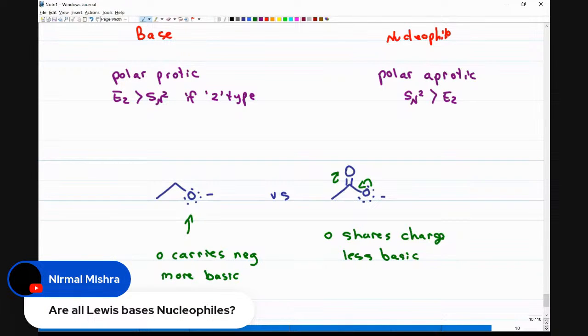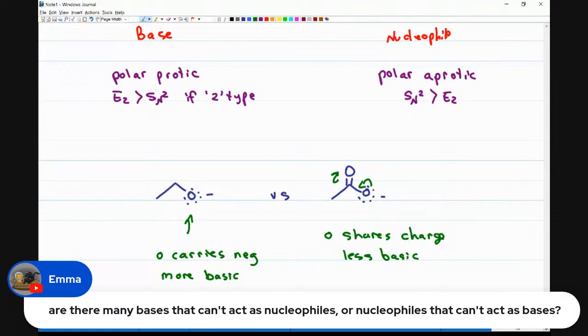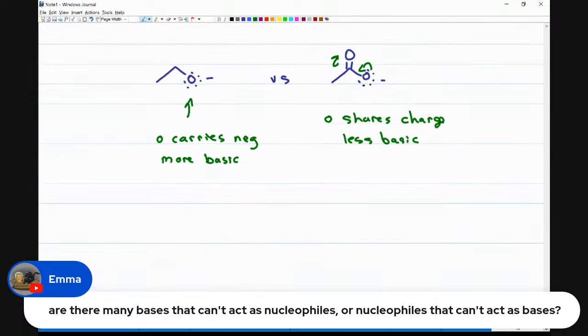Are all Lewis bases nucleophiles? Not necessarily. There are some bases that will not act as nucleophiles. It depends on the specific situation and it depends on the molecule. Question: are there many bases that can't act as nucleophiles, or nucleophiles that can't act as bases? That's a really, really good question. I can't answer for everything, but I'll give you a couple of examples.